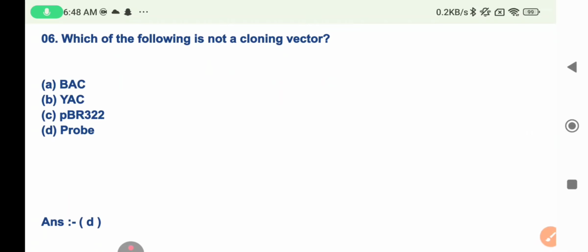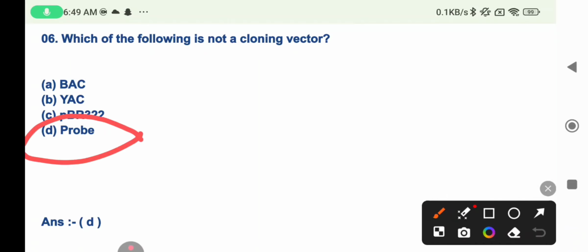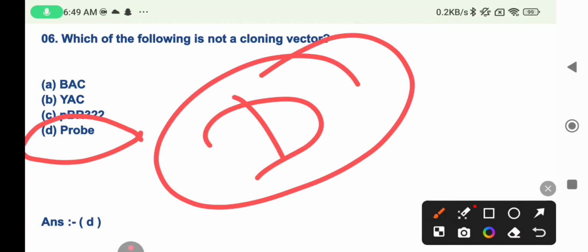Now move on to question number 6. Which of the following is not a cloning vector? And here the options: option A BAC, option B YAC, option C pBR322, and option D probe. And the correct answer is option D, probe.